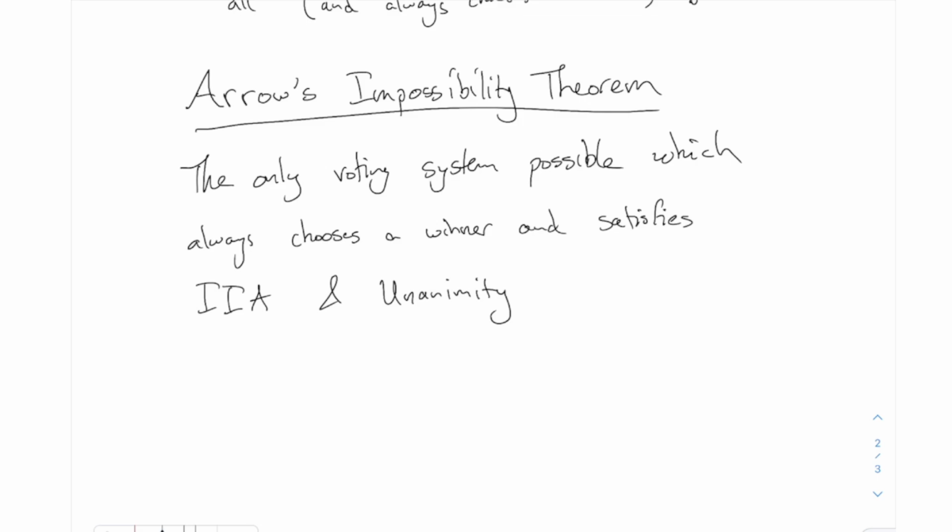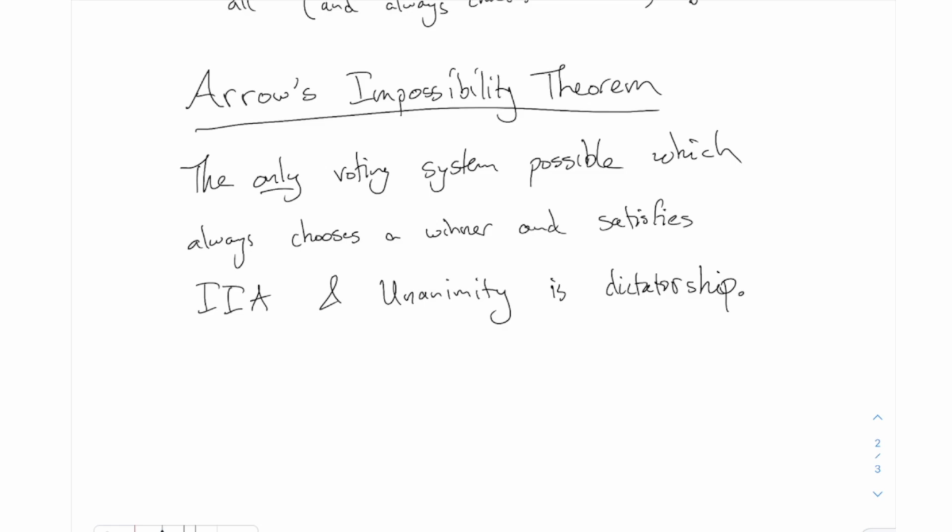And what is it? You can see it on the chart, actually. The Condorcet doesn't count because it doesn't always choose a winner. Which one is it that satisfies the IIA and the unanimity? The dictatorship. I heard some people mumbling. Yeah. The only voting system possible which always chooses a winner and satisfies the IIA and the unanimity is dictatorship. Mathematically speaking, the only perfect voting system is dictatorship, which obviously is not something that we want to use in the real world.